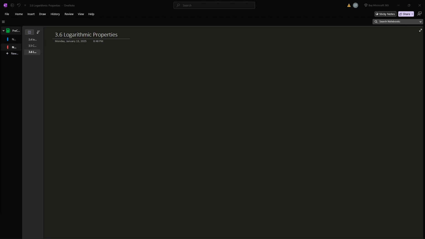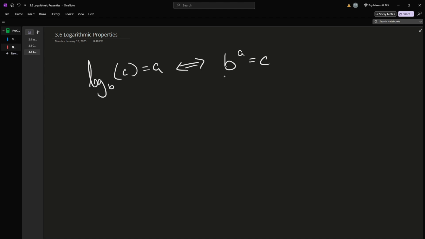So we did a lot of stuff with logs before. For example, we did log base b of c equals a, and we know this is equivalent to b to the a equals c. Those are equivalent. We know this. We've done this. We accept this. But let's add a little twist.